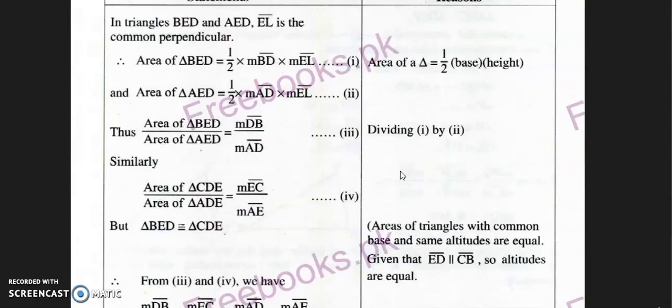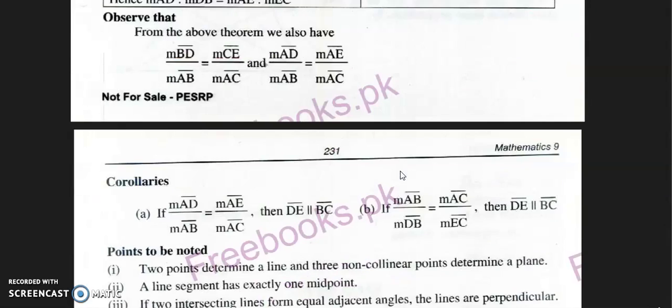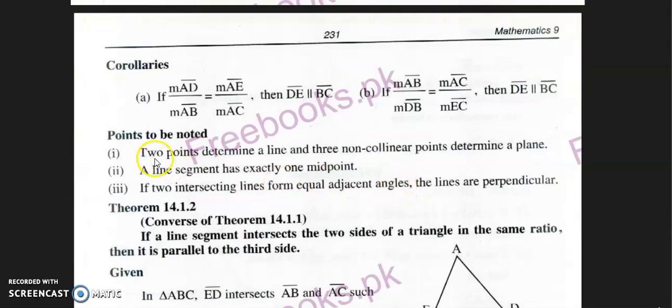Coming to a few important points: 2 points determine a line and 3 non-collinear points determine a plane. A line segment has exactly one midpoint. If two intersecting lines form equal adjacent angles, the lines are perpendicular. So these are the important points which can appear in your MCQs.